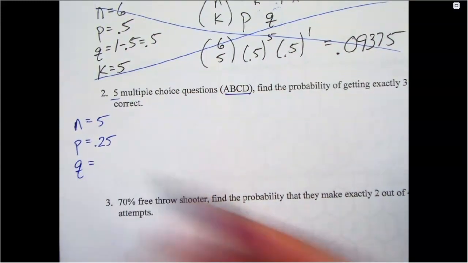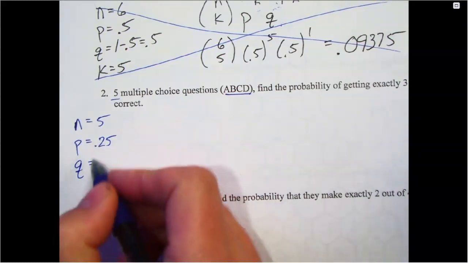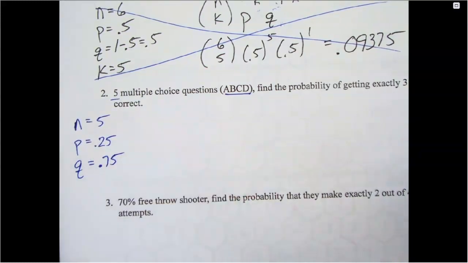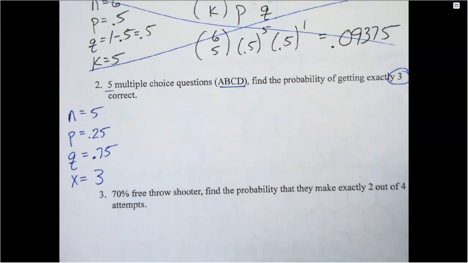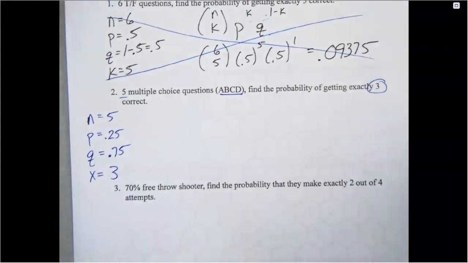Q is the probability of failure. So what's the probability you don't get it right? It's 0.75. And then X is the number of successes that we're looking for. So I'm saying, what's the probability that we get 3 correct? So X is 3.